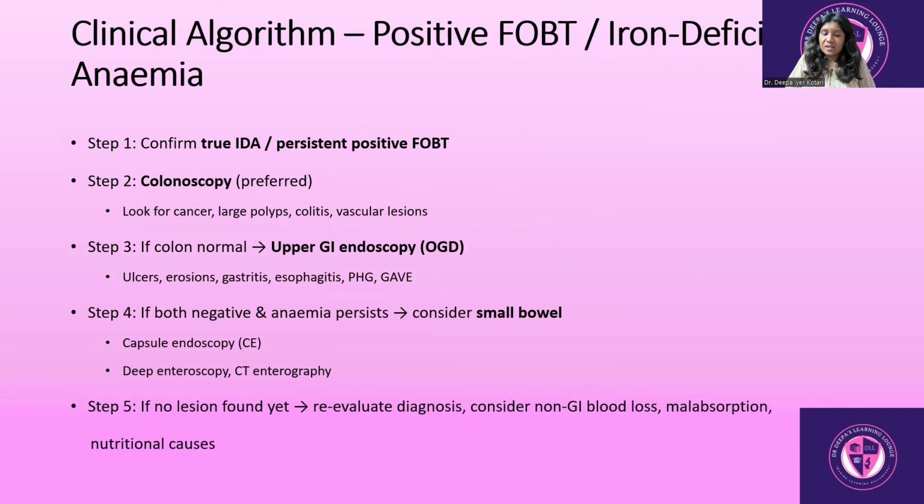Sometimes the patient has no GI lesion found even after this. In these cases, the clinician needs to revisit the diagnosis. This could be a nutritional iron deficiency, for example, a complete nutritional iron deficiency which is not being detected, or celiac disease, or some other gynecological blood loss, or a hematological disorder. So these are the other things that need to be looked at if there is iron deficiency despite your entire GIT being screened and nothing being found.